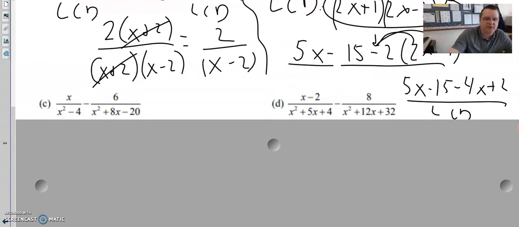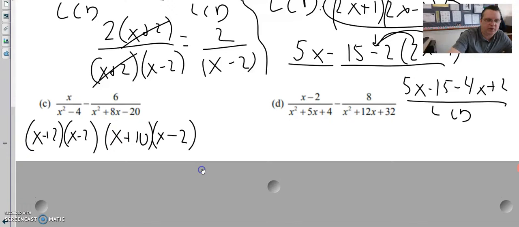Okay, a few minutes left. I took the liberty and drew some of this out already. So remember, you can pause this whenever you need to so you can copy it. So this is factored to x plus 2, x minus 2, the x squared minus 4. The x squared plus 8x minus 20 factors to x plus 10, x minus 2.